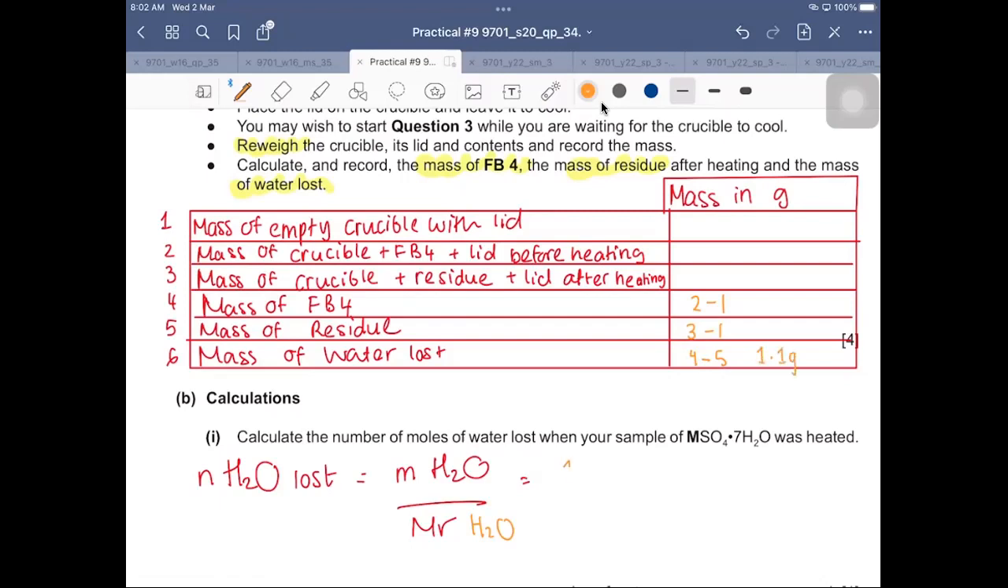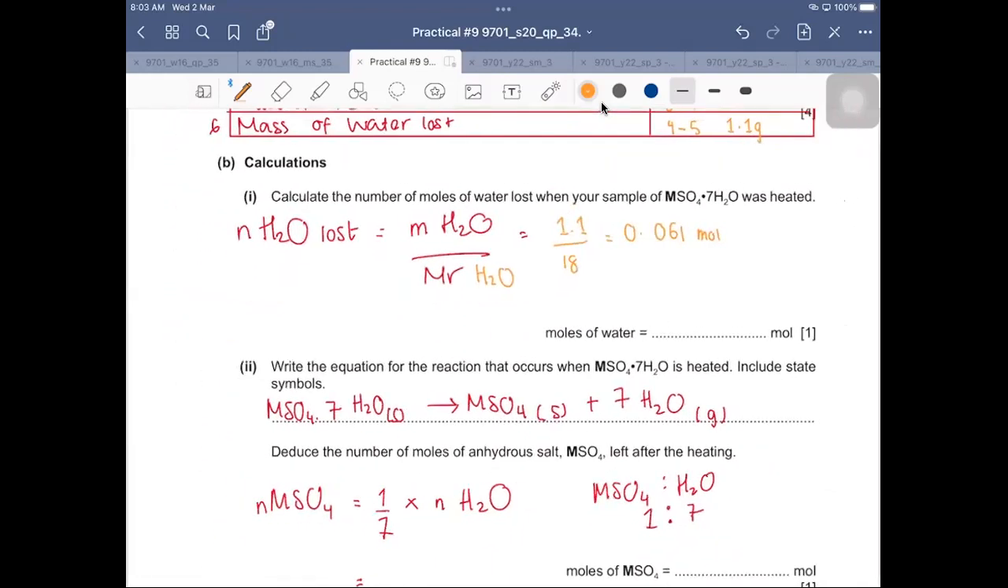Okay, so you just take 1.1 divided by 18. So you should get whatever your mass loss is. So you follow your own results from your experiment. That's number 4.